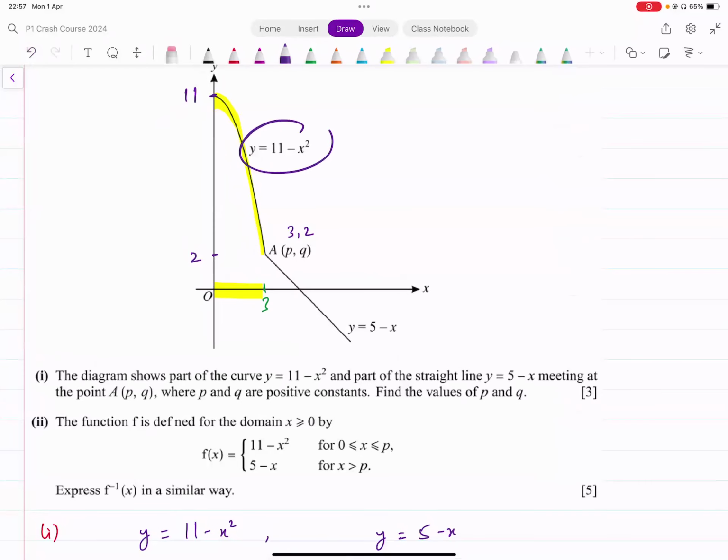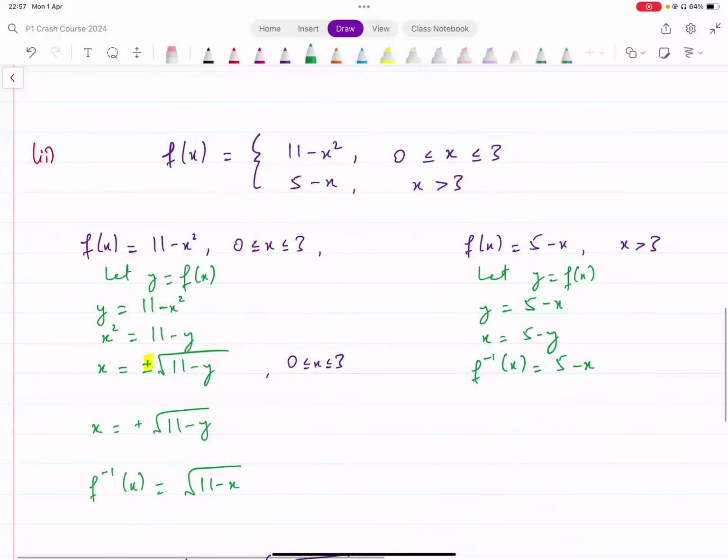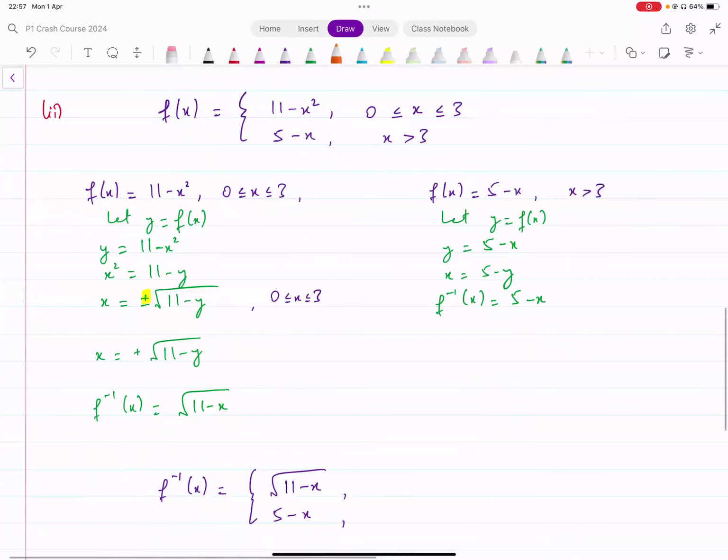So what's the range of this curve? 11 minus x squared. If the domain of this curve is from 0 to 3, the range of this would be from 2 to 11. This would be the range of this function. Now, let me write that down here. Just for reference, the first part of the function, the range of this is from 2 to 11.